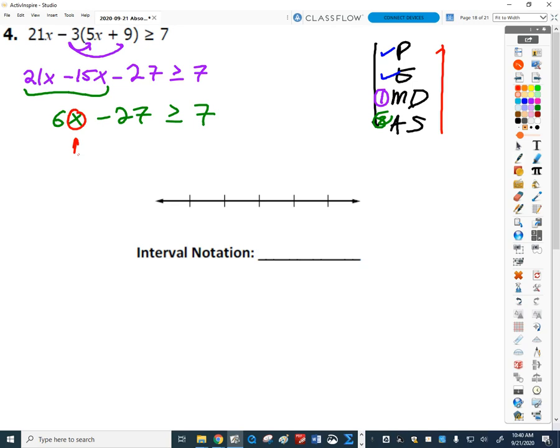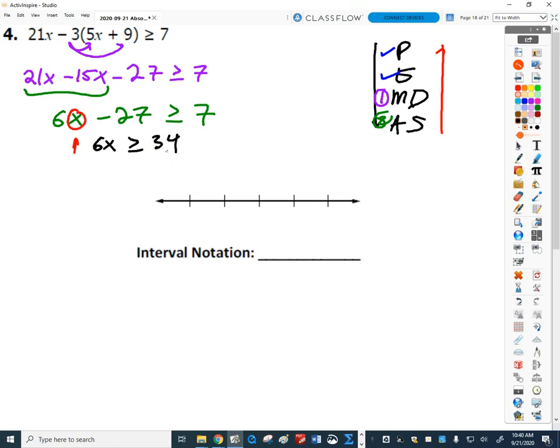Sarah, what are the 2 steps in order to get the x by itself? You have to add 27 to both sides and then divide both sides by 6. Okay, good. So we end up with, if we add 27, we're going to get 6x is greater than or equal to 34, right? We divide by 6.